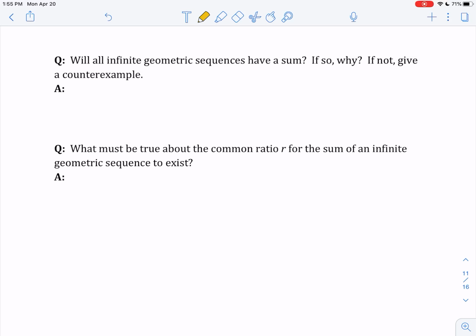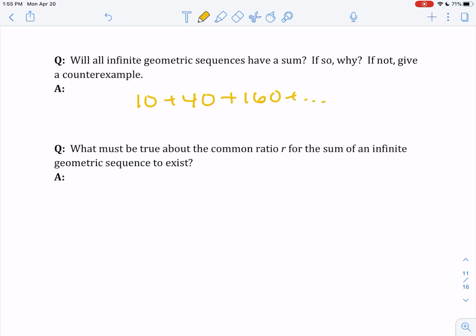Will all infinite geometric sequences have a sum? If so, why? If not, give a counterexample. What do you think? All geometric sequences will not have a sum. For example, what about that one we were doing earlier, 10 plus 40 plus? If that just keeps going and going, the sequence goes to infinity, the sum in this case will as well, right? So what has to be true about the common ratio for the sum of an infinite geometric sequence to exist?